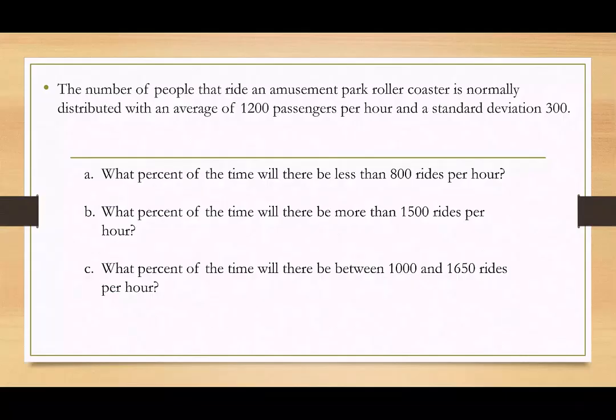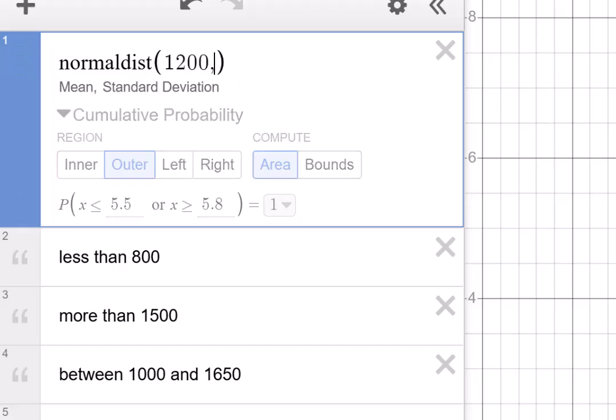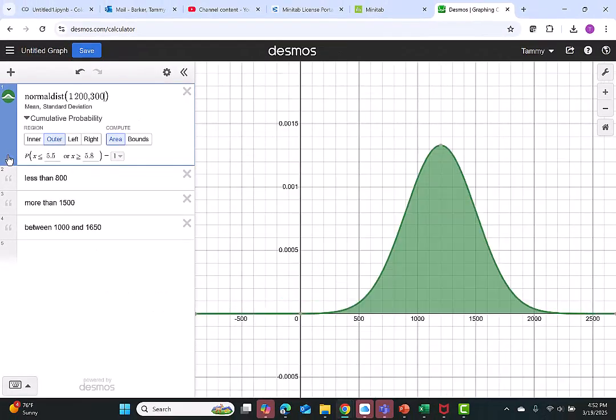Our last application says the number of people that ride an amusement park roller coaster is normally distributed with an average of 1,200 passengers per hour and a standard deviation of 300. We're going to find the percent of the time there will be less than 800 rides per hour, the percent of time there will be more than 1,500 rides per hour, and the percent of time that there will be between 1,000 and 1,650 rides per hour. Let's adjust our mean and standard deviation. For this problem, we have a mean of 1,200 and a standard deviation of 300. Let's also hit zoom fit to get a look at our graph.